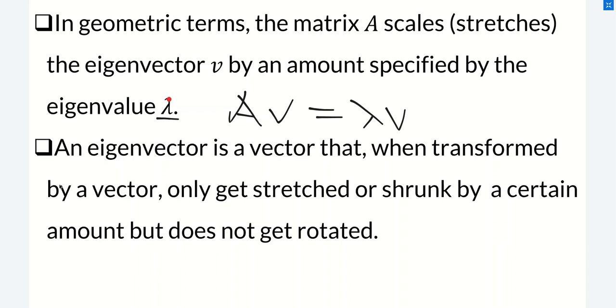An eigenvector is a vector that, when transformed by a matrix, only gets stretched or shrunk by a certain amount, but does not get rotated.